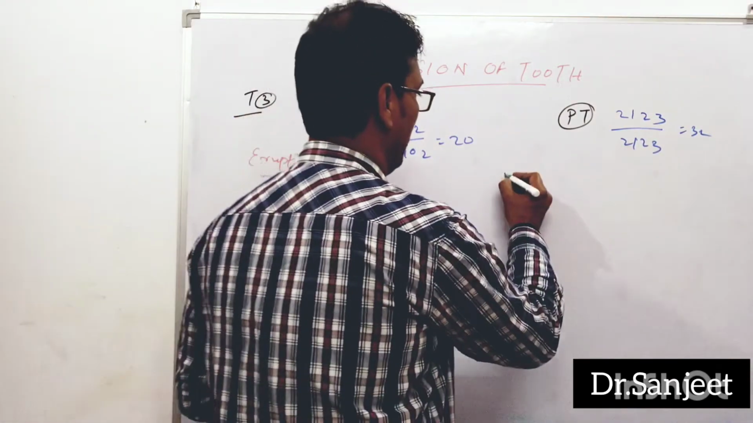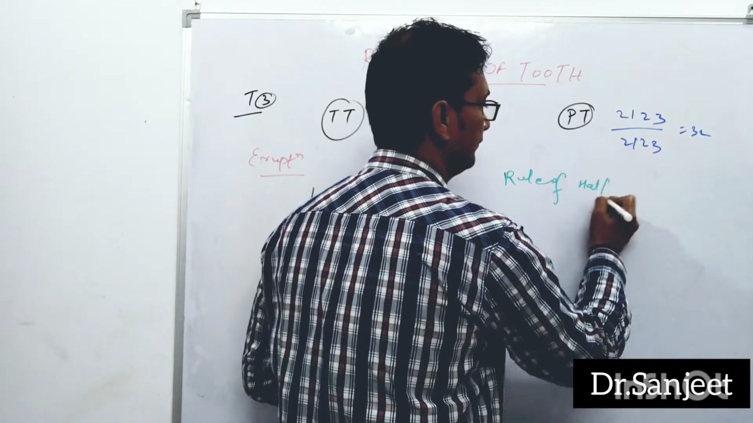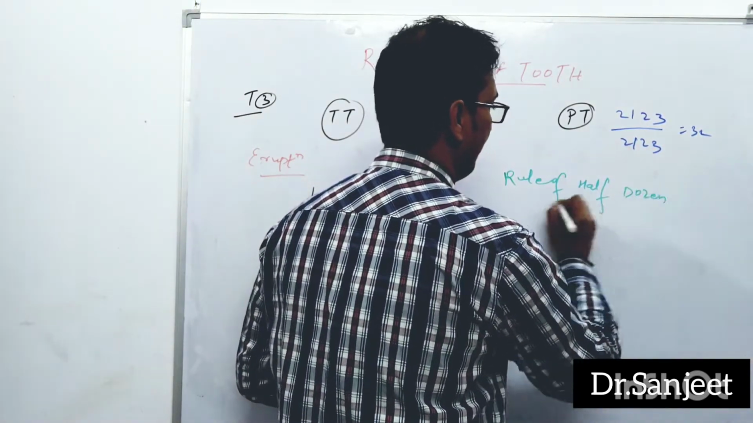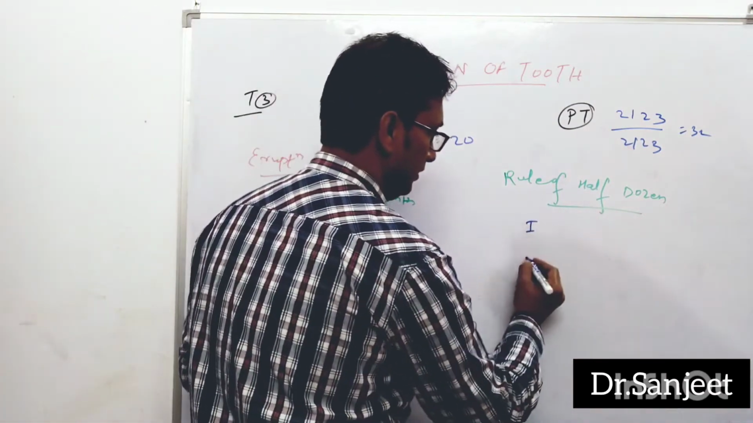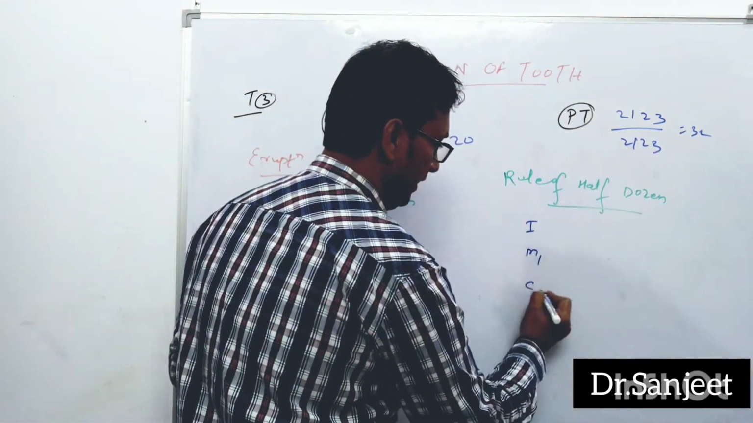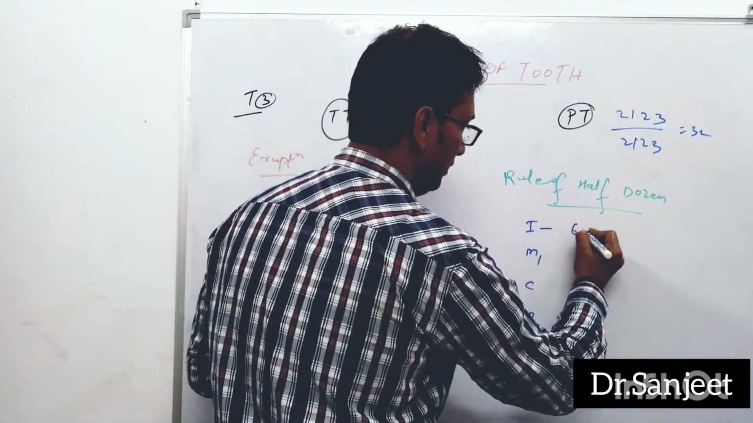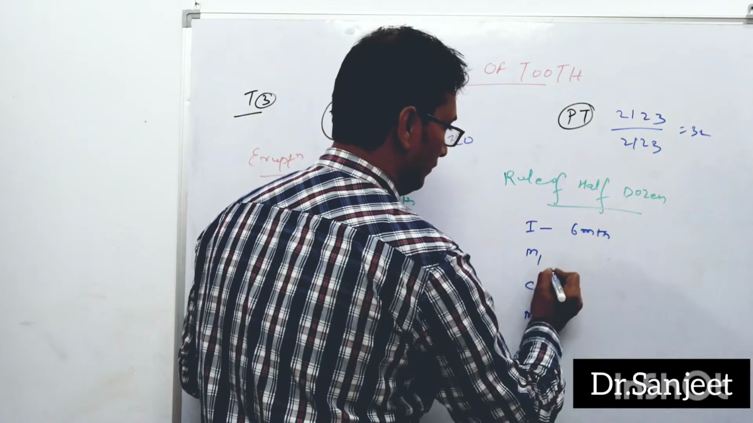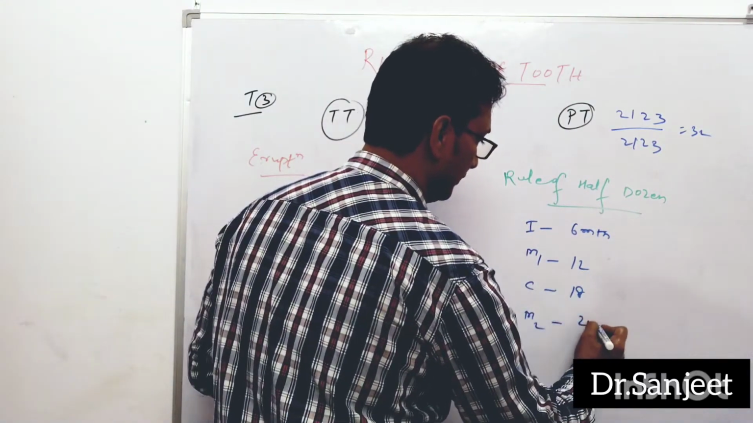Then rule of half dozen. Incisor, molar 1, canine and molar 2, IMCM: 6 months, 12 months, 18 months and 24 months.